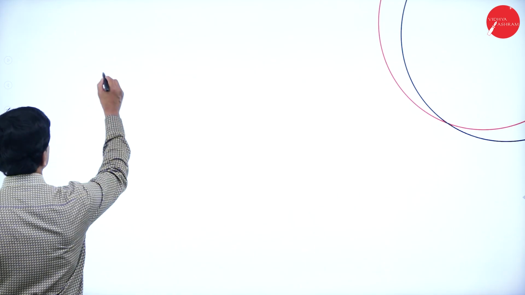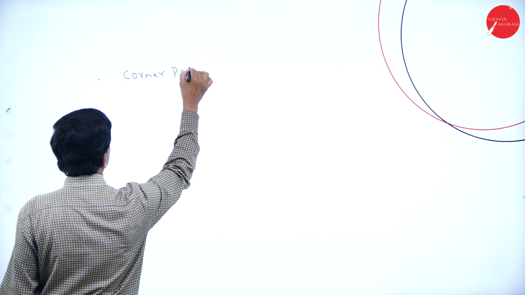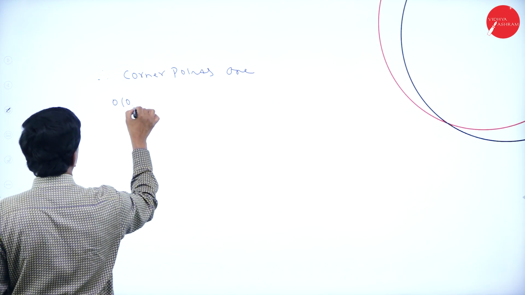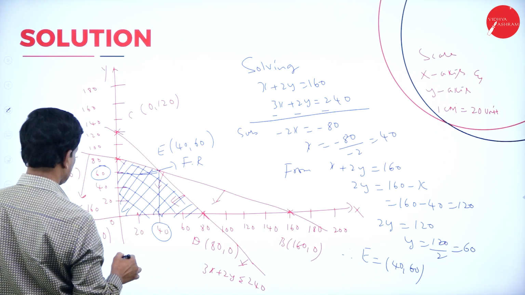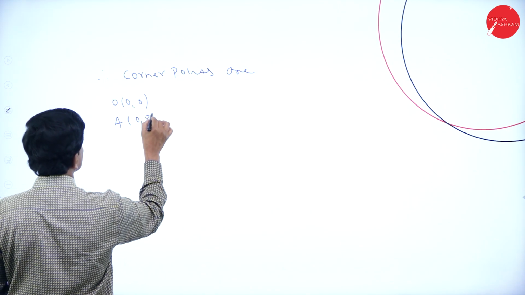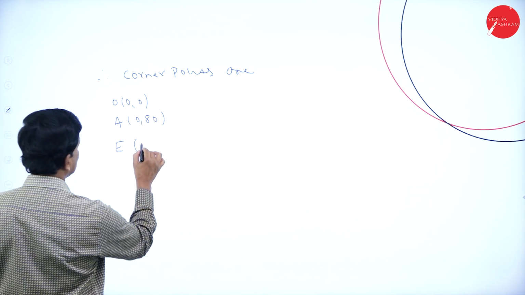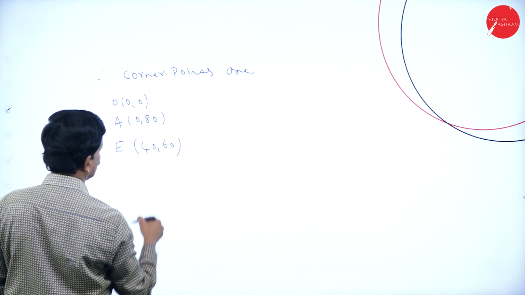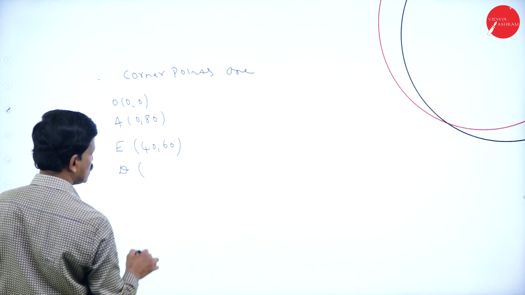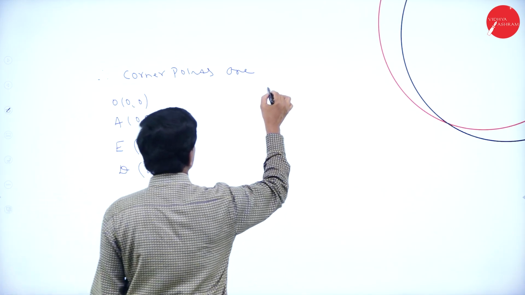Therefore, the corner points are O 0, 0, then A, what is A? 0, 80, and E, what is E? E is 40, 60, and then the last point is D. D is 80, 0. Now, what is the objective function?